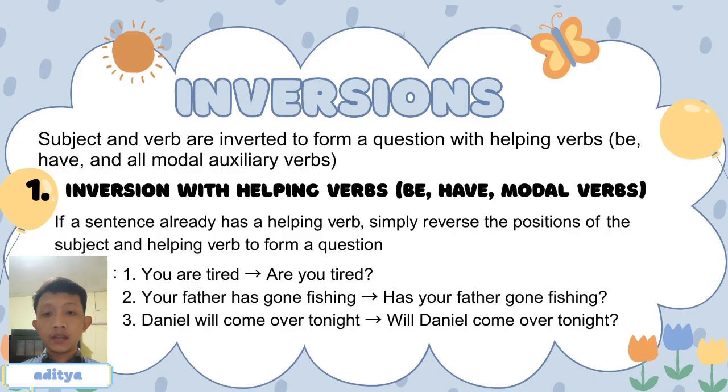Inversion. Subject and verb are inverted to form a question with a helping verb: be, have, and all modal auxiliary verbs. Number 1. Inversion with helping verb: be, have, modal verb. If a sentence already has a helping verb, simply reverse the position of the subject and helping verb to form a question.